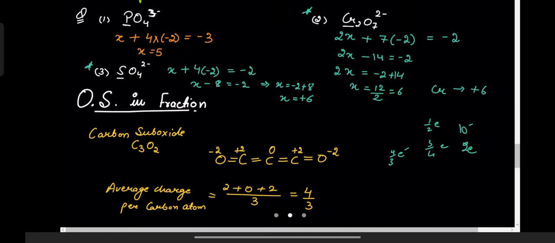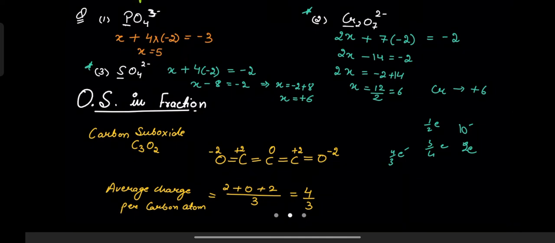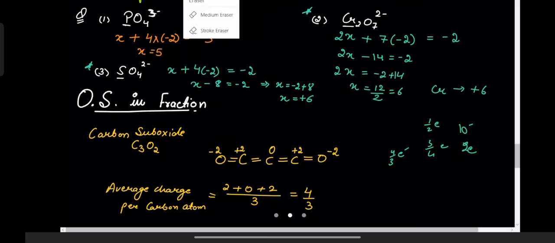Then how can the oxidation state be a fraction? See, what happens is that the oxidation state is distributed among the atoms, and then we find the mean of it, that is, the average charge on each atom. Let's understand with an example, otherwise it would be confusing.